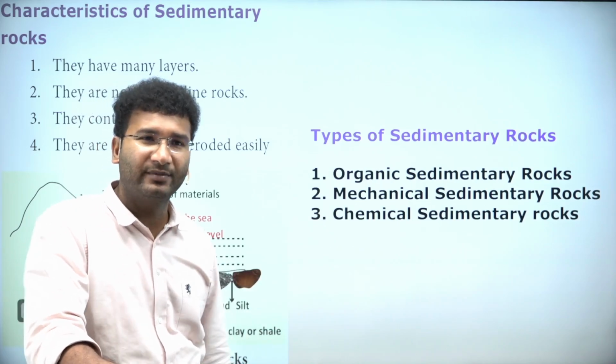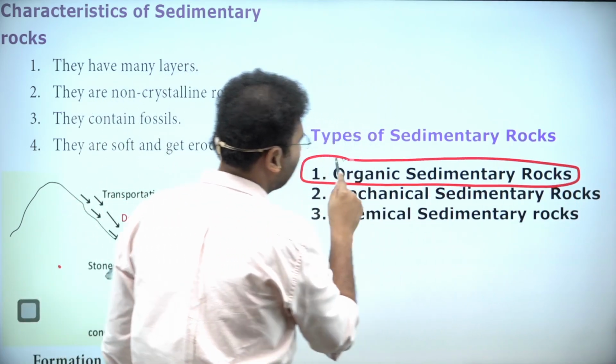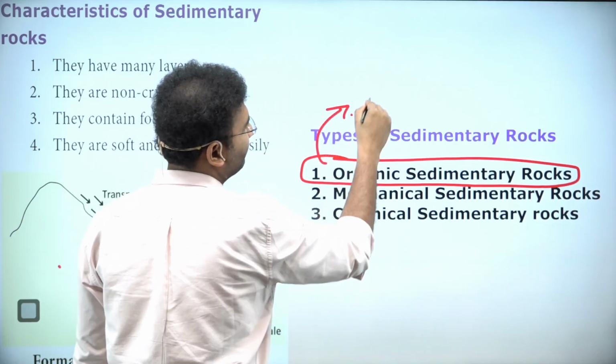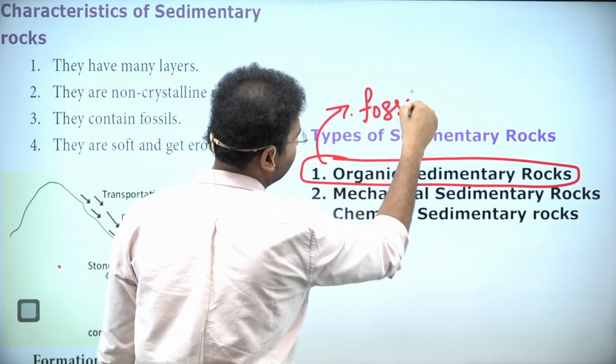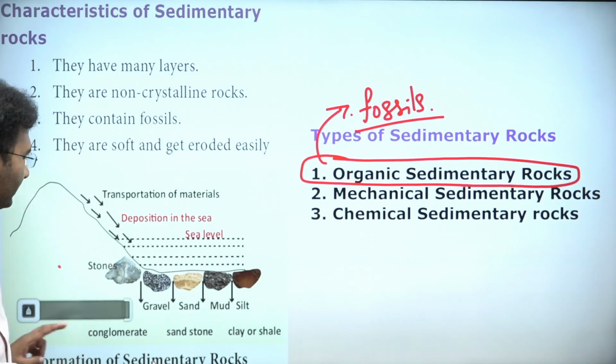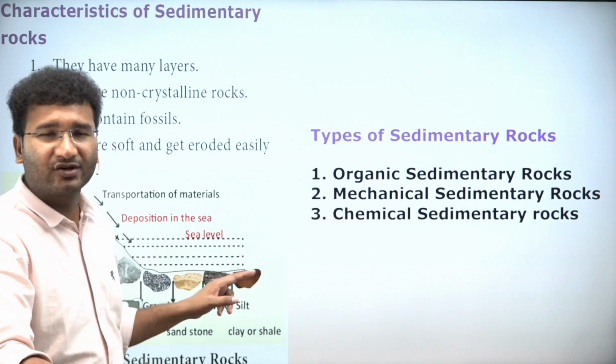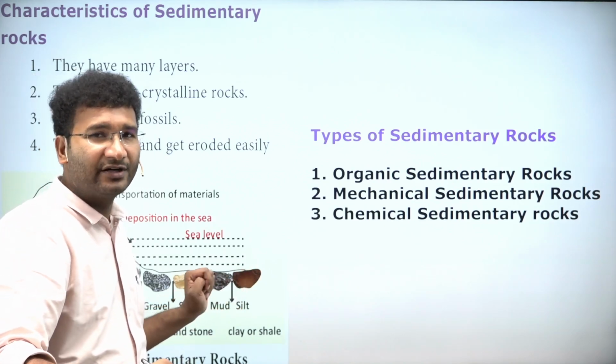Now, what does it mean by organic sedimentary rocks? These are rocks in which you will have fossils. For example, coal is there. Coal is also a sedimentary rock. Petroleum, natural gas, you will also find them in the sedimentary rocks.